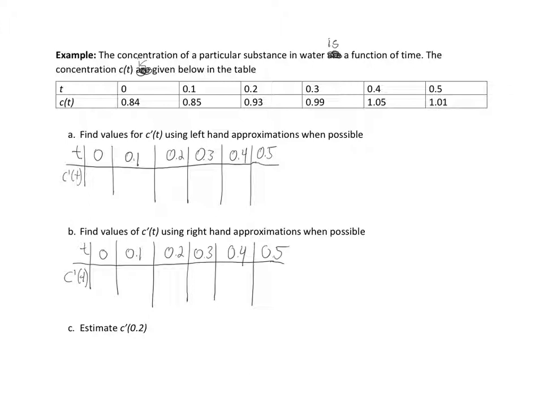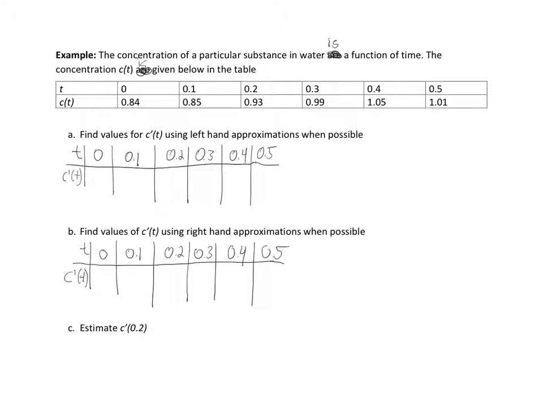Okay, in this example, we're going to look at how we can estimate the derivative using a table. There are two options. We can use the values to the left of what we want to approximate, or the values to the right. So what we're going to do is find the slope between these points and use the point to the left or to the right to estimate what we think the slope is. So let's say we want to find the values for c prime of t using left-hand approximations when possible.